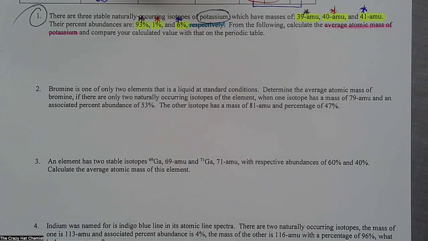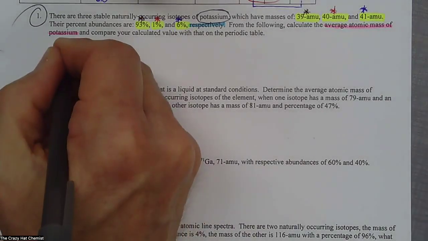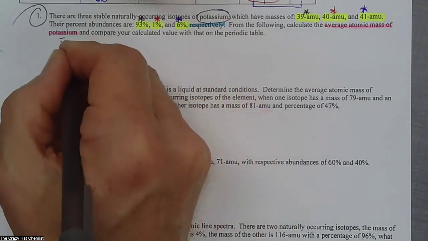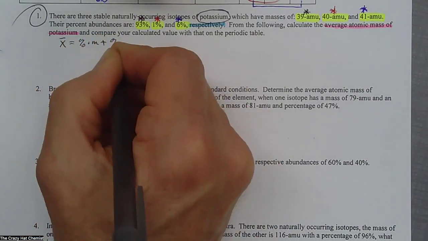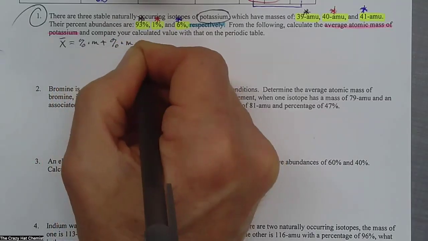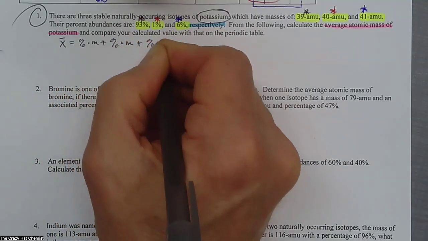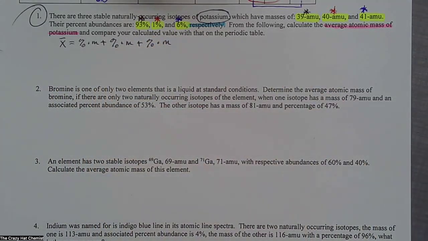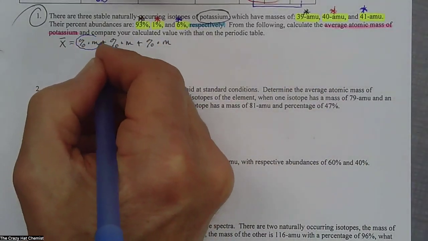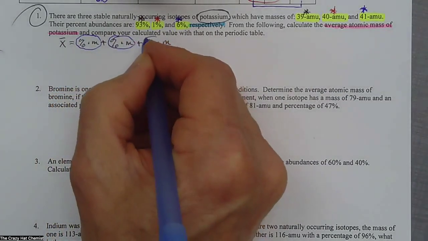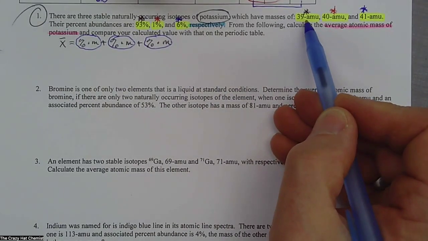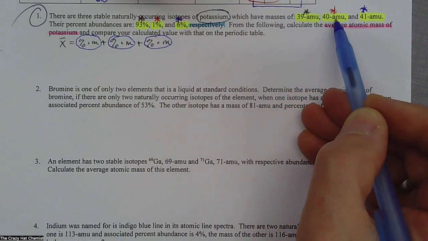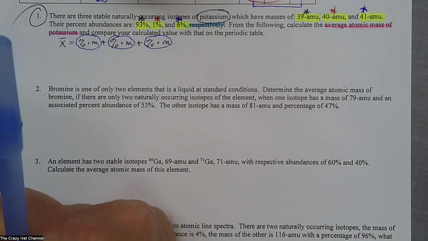All right. So what is our equation? So here is our equation. The average, that's X bar, is equal to percent times mass plus percent times mass plus percent times mass. The reason why we have three of these, that's 1, 2, and 3, is that we actually have three isotopes. We have an isotope of 39 atomic mass units, 40 atomic mass units, and 41 atomic mass units.